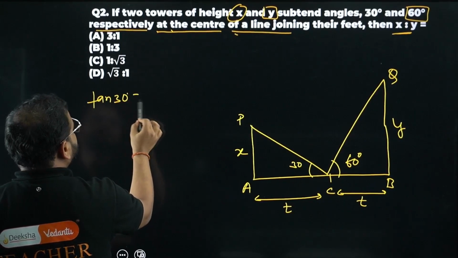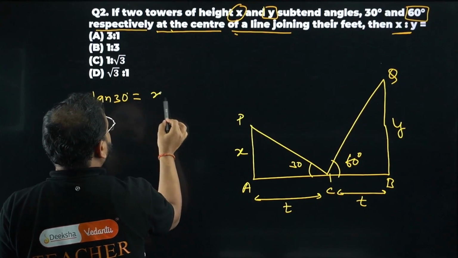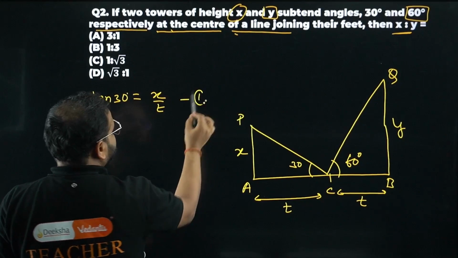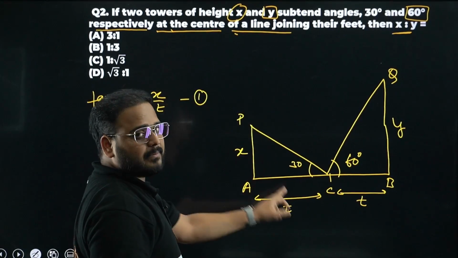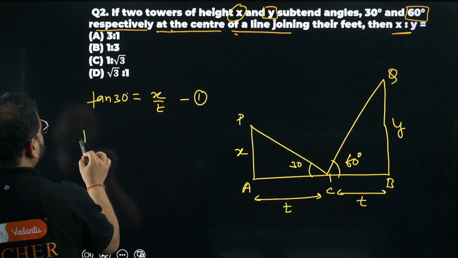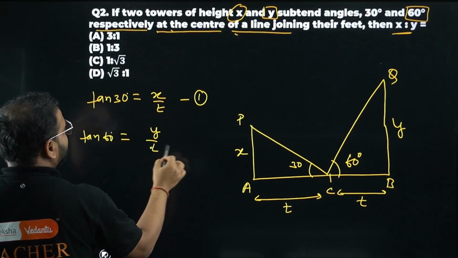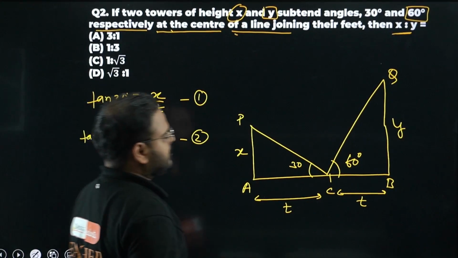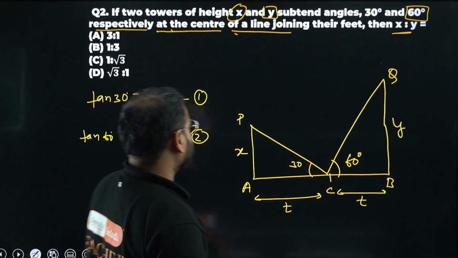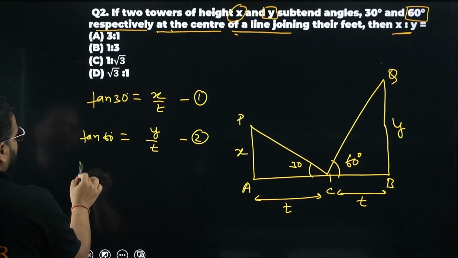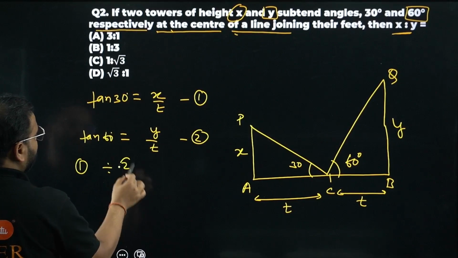Tan 30 degrees equals X by T. Equation 1: tan 30 degrees, opposite by adjacent. Same way, for tan 60 degrees, Y by T, same formula, opposite by adjacent. Divide them, divide equation 1 by 2.